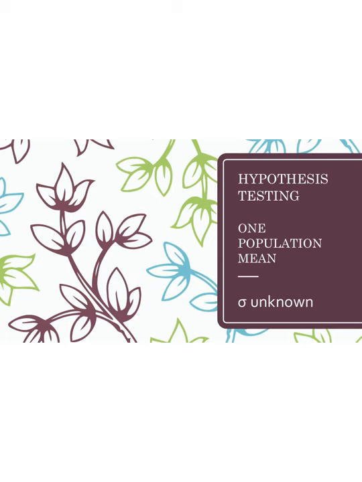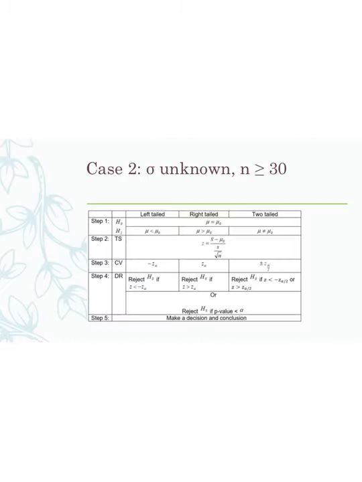Okay, so for today, we will continue on hypothesis testing for one population mean again, but today is for the case of sigma unknown, and our sample size is greater than or equal to 30. So the test that we're going to use here is still Z, because the sample size is greater than 30.